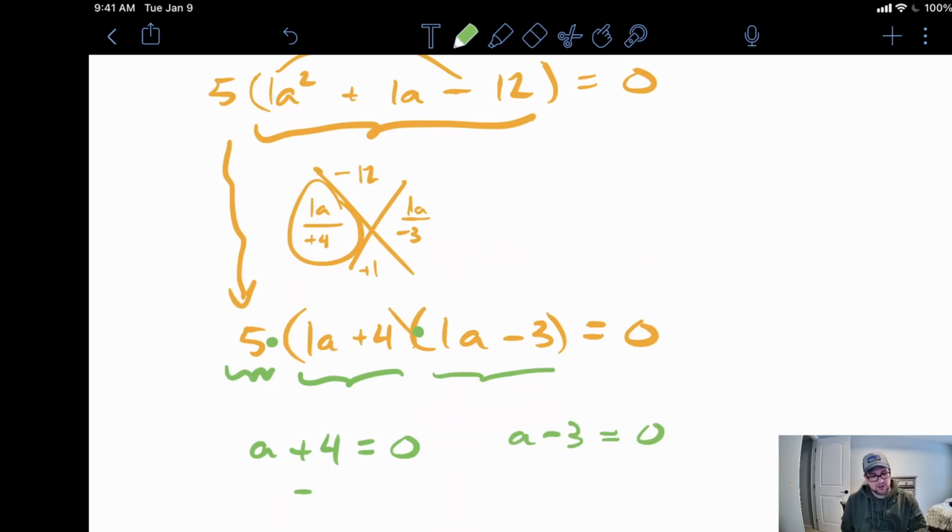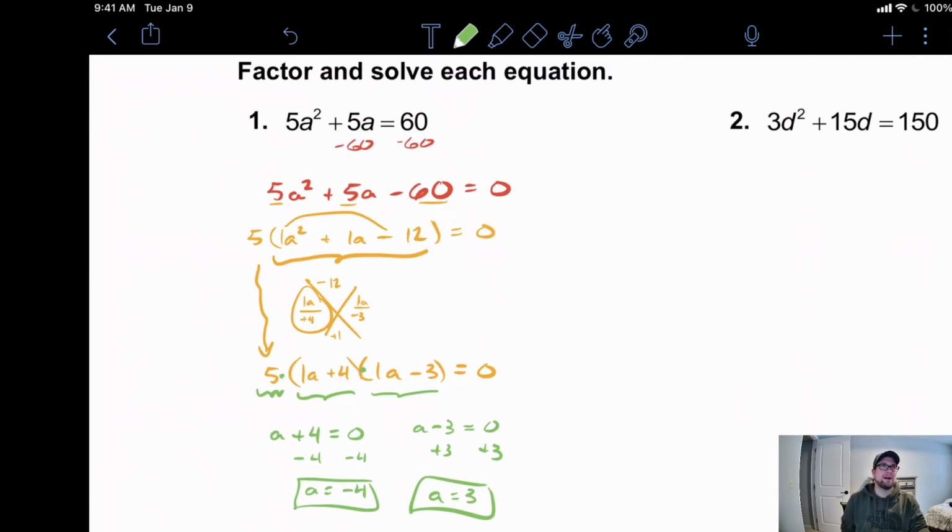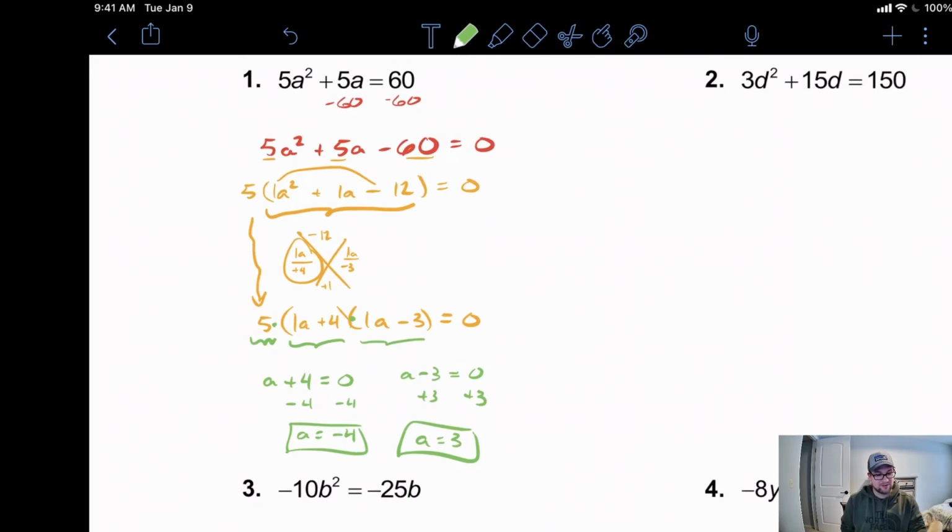Now we just need to solve. Minus 4 from both sides, we get a equals negative 4. Add 3 to both sides, and we end up with a equals 3. And we're done. Right? So that's our process. We always try to get everything onto the same side. That may be like step 1. Step 2, factor out a greatest common factor. Step 3, factor more if possible, and then finally solve.